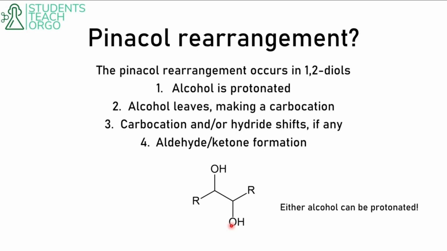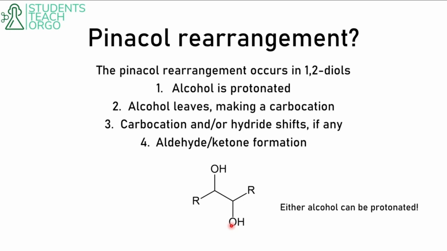For step 2, now that our alcohol is protonated, it becomes H2O+, or water, right? And that's a very, very good leaving group. So that'll pop off the molecule. And we're left with a carbocation in that case, right? Because we have a carbocation, our molecule wants to become more stable. So there might be some methyl or hydride shifts or things like that, if possible. And then lastly, the remaining alcohol will become deprotonated and form an aldehyde or ketone.